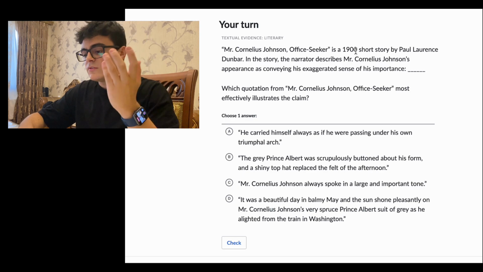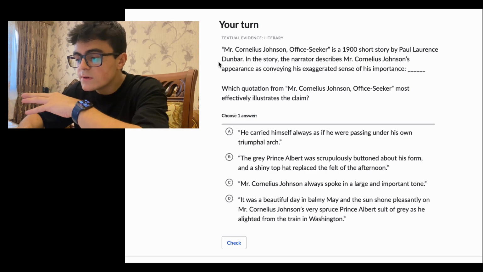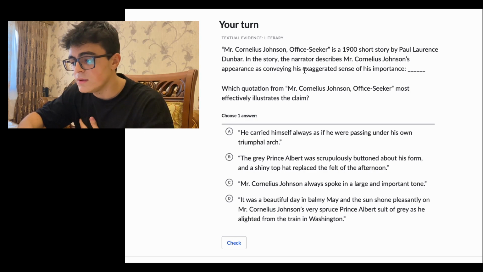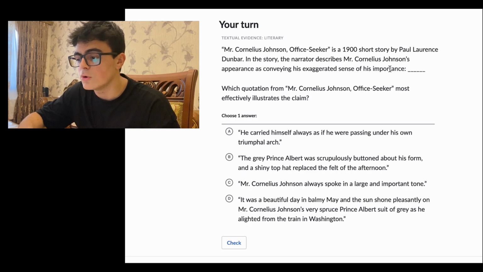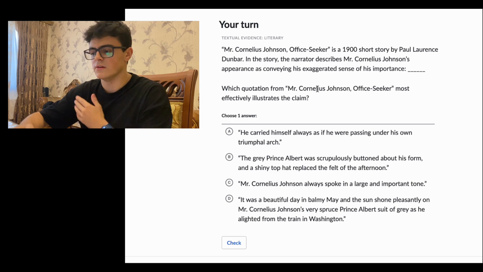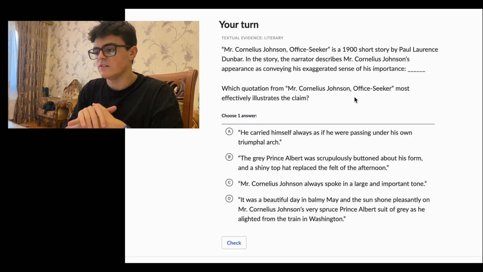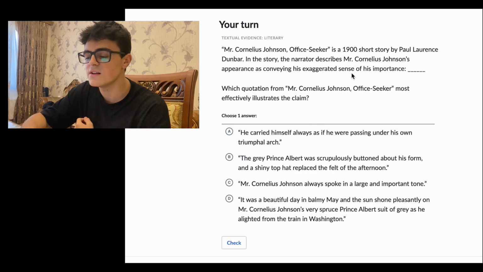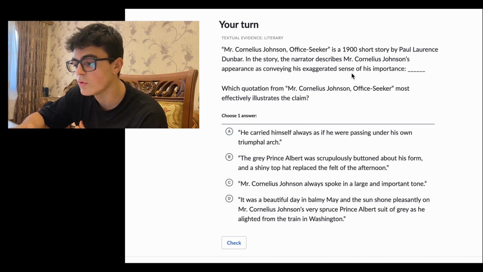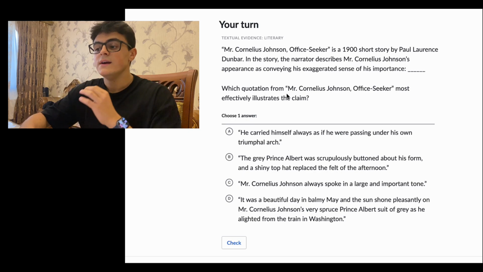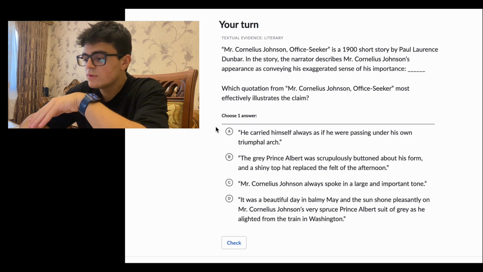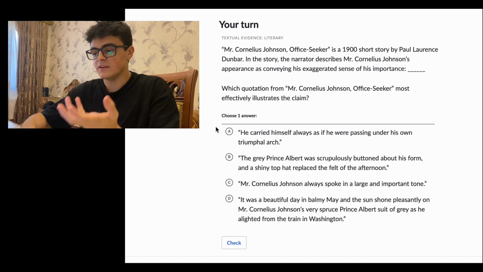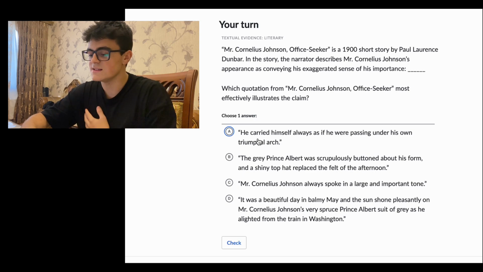But let me just check answer B. The great Prince Albert was scrupulously buttoned about his form, and the shiny top hat replaced the fault of the afternoon. I think this isn't our answer because there is nothing said about his conveying an exaggerated sense. Answer C. Mr. Cornelius Johnson always spoke in a large and important tone.